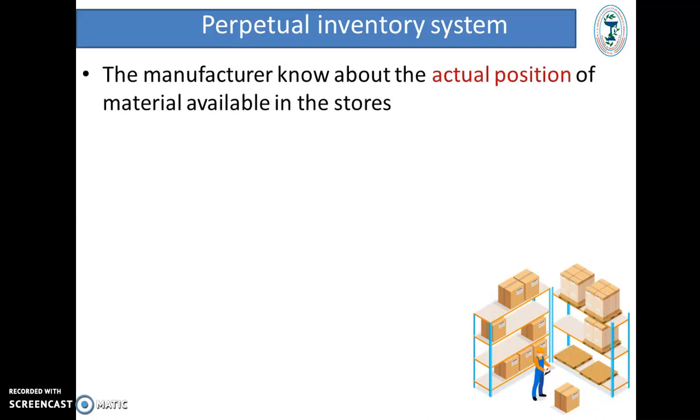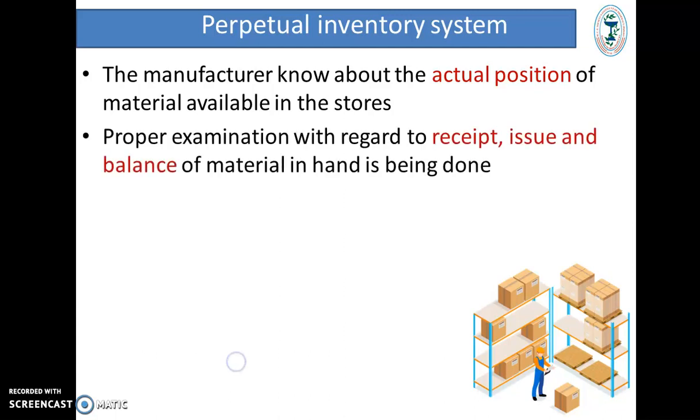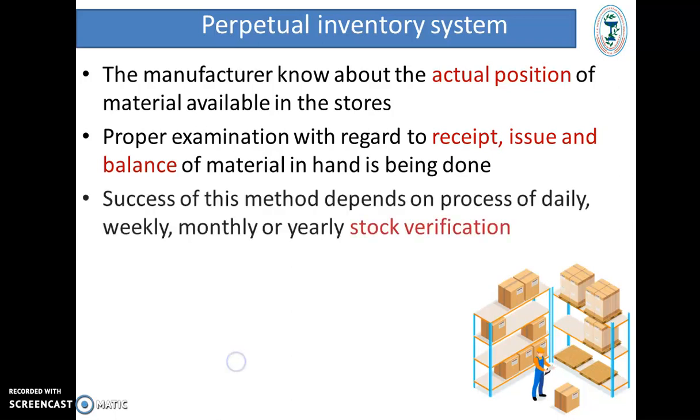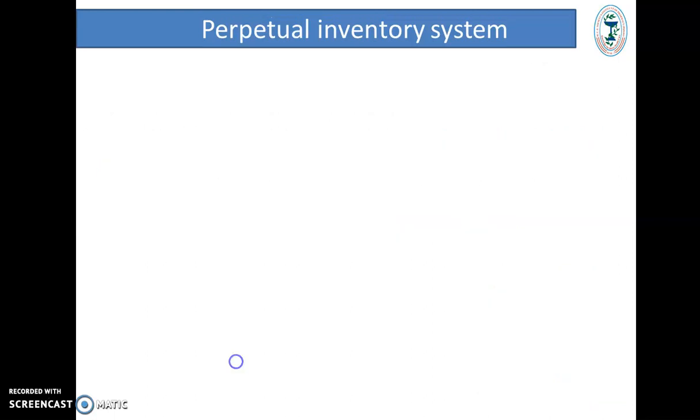This system enables the manufacturer to know the actual position of material available in the store without undergoing the difficult task of physical verification. In this method, proper examination with regard to receipt, issue and balance of material in hand is done. However, the success of this method depends upon the process of daily, weekly, monthly or yearly stock verification.